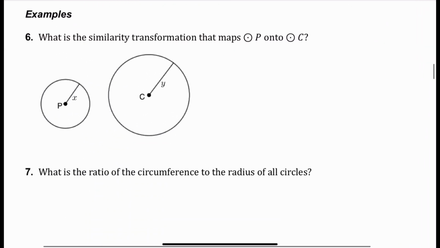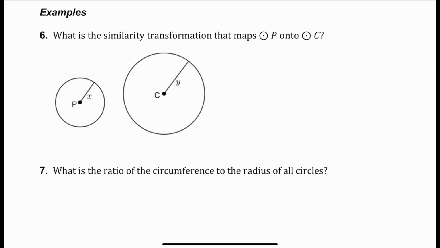Okay, so let's look at what is the similarity transformation that maps P to C. First thing I need to do is take this circle. I'm going to start by making a circle, trace this. I'm going to move this circle onto this other circle. So first thing I need to do is translate it, which means I just move it around.